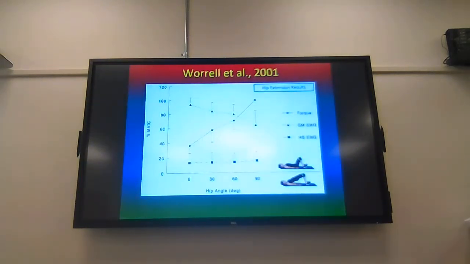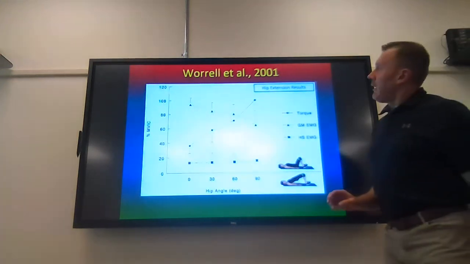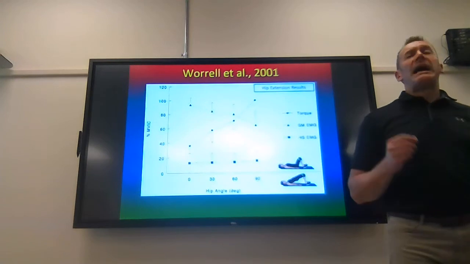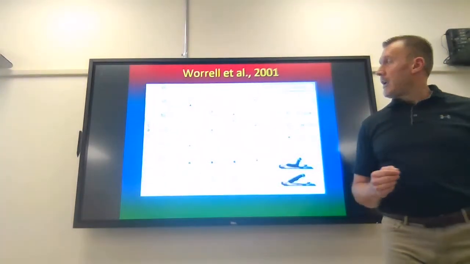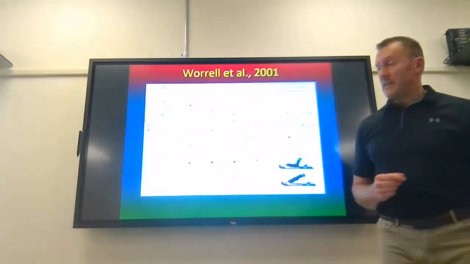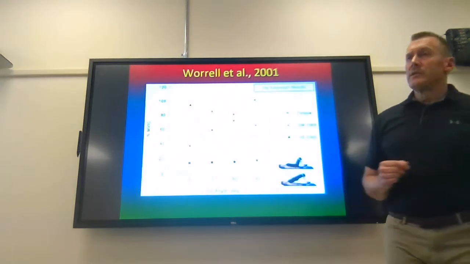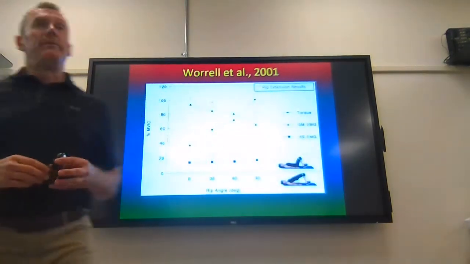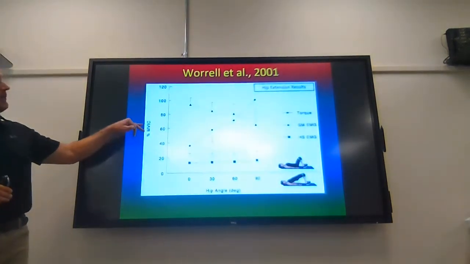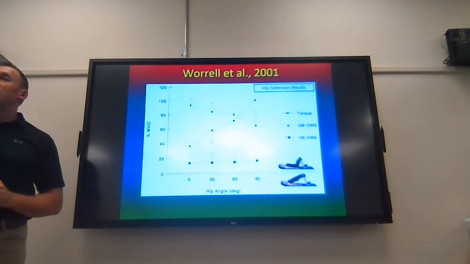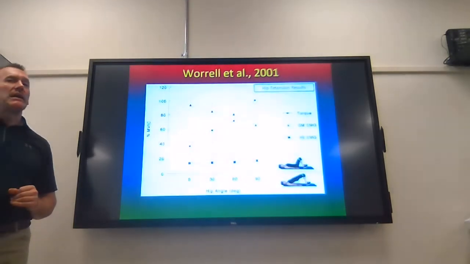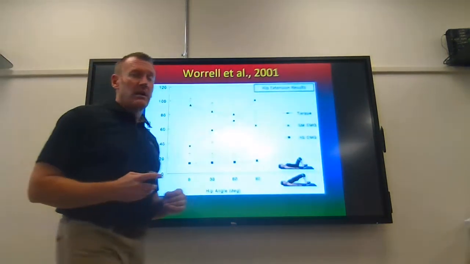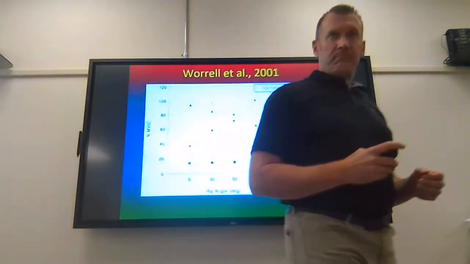Okay, so I found a great study from 2001, Worrell et al., that looked at the interaction of the gluteus maximus and hamstrings with different angles at the hip. In interpreting this information, first of all, percent MVIC stands for a percentage of maximal voluntary isometric contraction. So that's how you express EMG data.